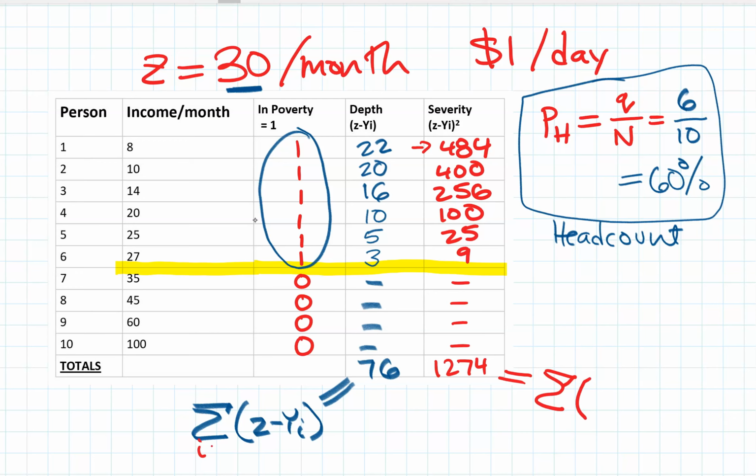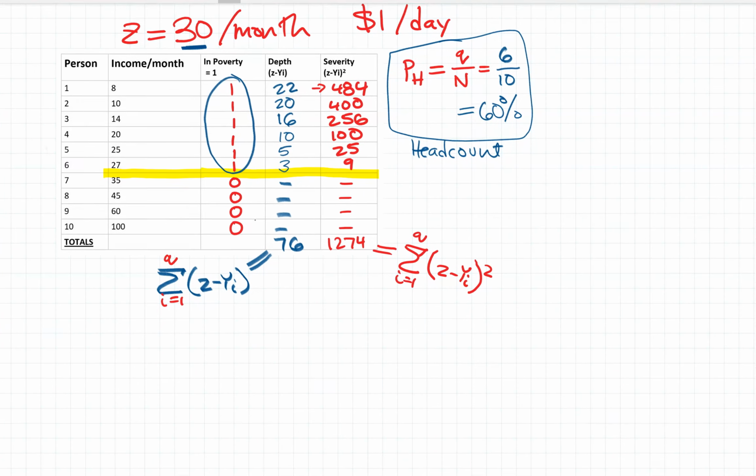So this was, I forgot to write it, this was up to Q. Okay, so that's the sum of the severity there. Okay, 1274. And I don't really have a good interpretation of that. Now, given this information, it's very easy then to calculate those other two measures that we just saw. I derived them earlier, but once you derive them, then you can just use them.